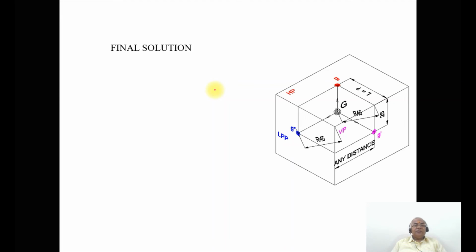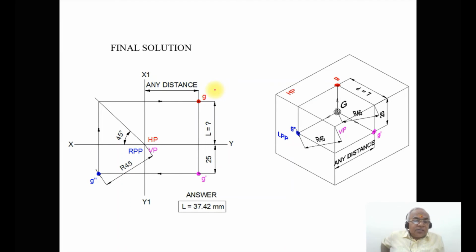Now when you go to the final solution, how do you draw this in the sketchbook? First, we draw the XY line and the X1Y1 line. And then you identify the planes. The identification of the planes is HP here, VP here and RPP here. Because we are rotating this like this, this one should be like this, okay? Then this one will be like this. Like this.